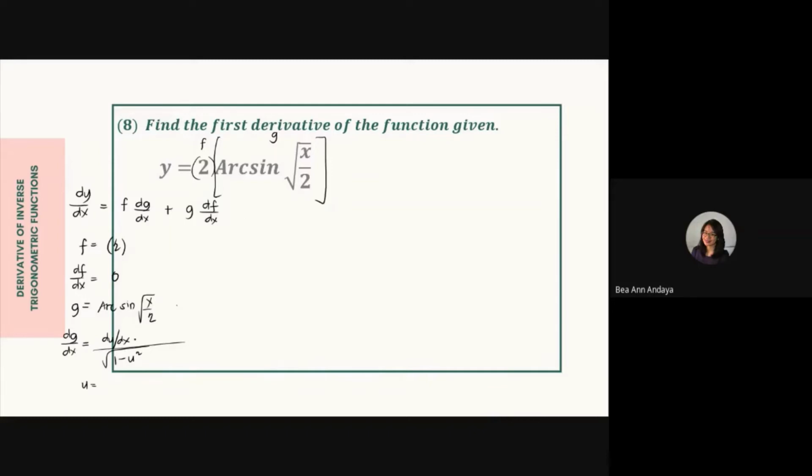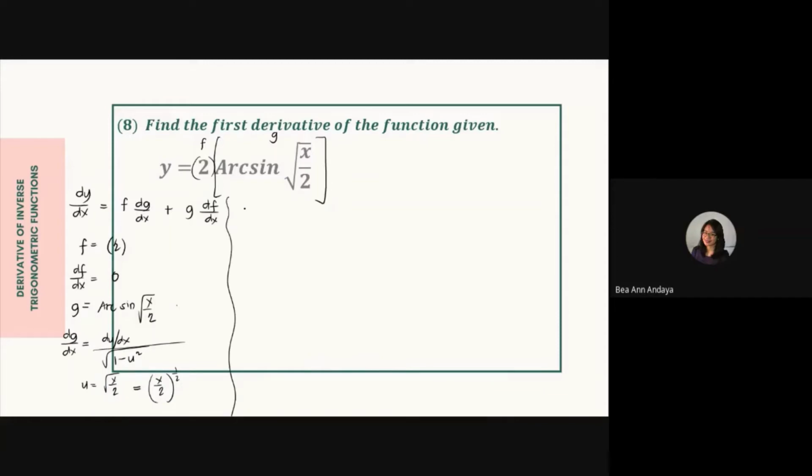Ang u natin or ang angle dito ay square root of x all over 2. And the du all over dx is the derivative of square root of x all over 2. So, para mas madali, gawin mo itong x all over 2 and then raise that to 1/2. Kasi according to general power formula.